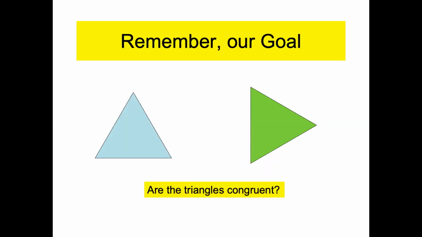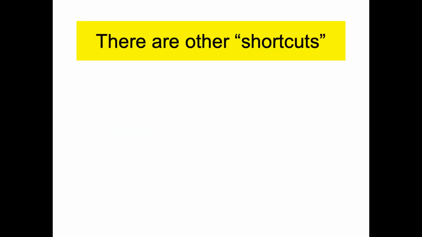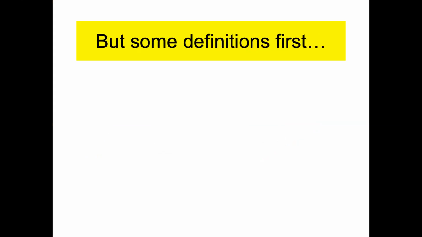Remember our goal: I need to show that the blue one is congruent to the green one. Now we have two techniques. Method number 1 nobody uses. Method number 2, the shortcut, is SSS. But what happens if we can't show that 3 sides are congruent to the other 3 sides? We've got some other shortcuts. Before we do that, though, I've got to do some definitions first.